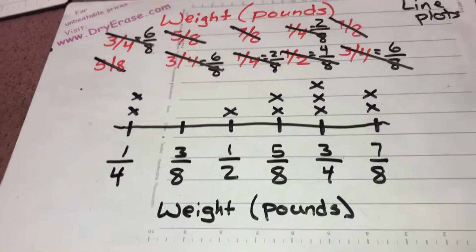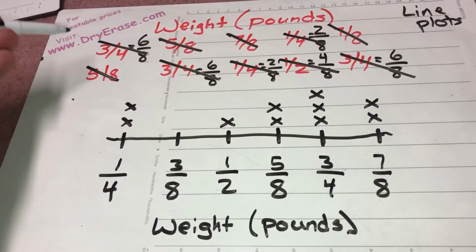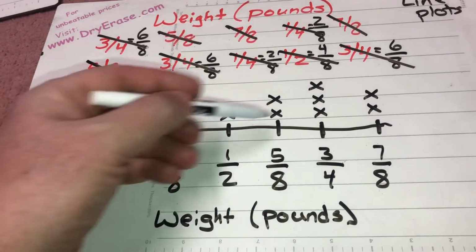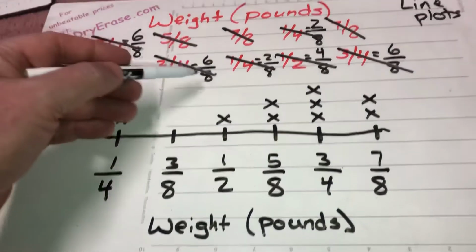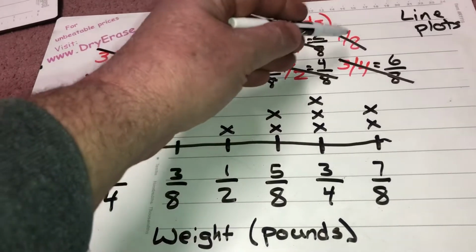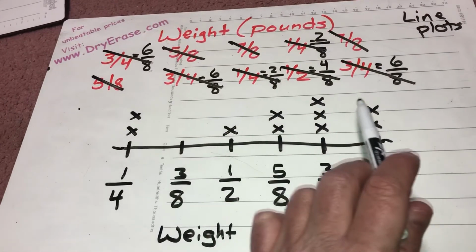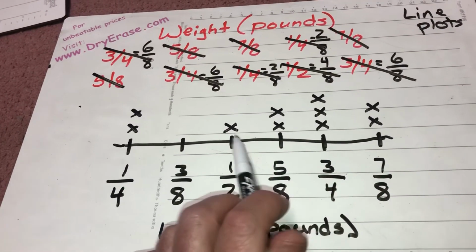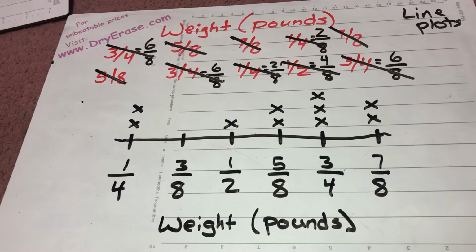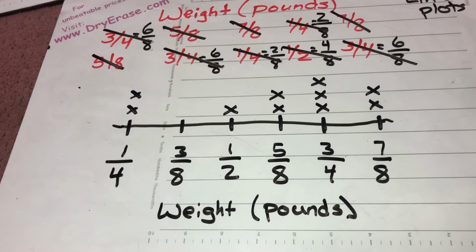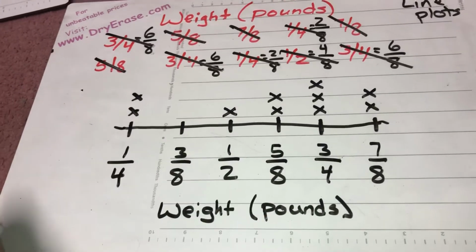That's it. One thing I do want to double check is how many original numbers I had compared to X's. I had 1, 2, 3, 4, 5, 6, 7, 8, 9, 10 original numbers, and 1, 2, 3, 4, 5, 6, 7, 8, 9, 10 X's. So I'm feeling pretty good. That's my line plot. Let's do one more.